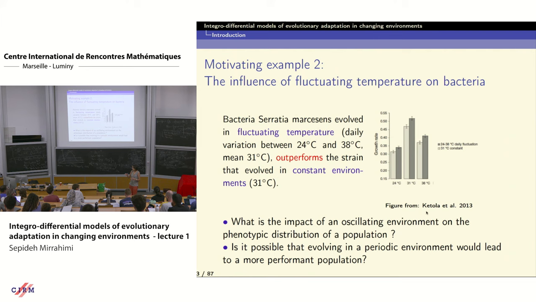But I can have different scales of parameters. Okay, I wait for a long time, so the oscillations are not fast, and the population has the time to adapt to such an environment. Then the population is not getting adapted to an average environment, but it is somehow adapting instantaneously to every state of the environment, and this would give a very different outcome.